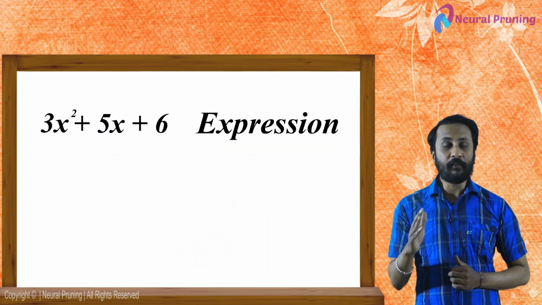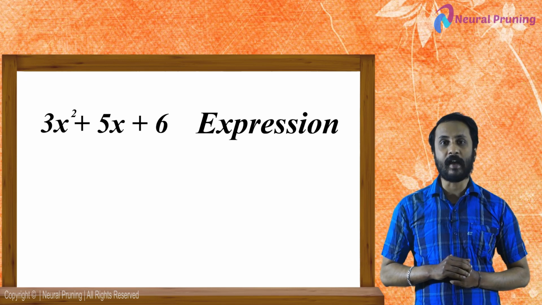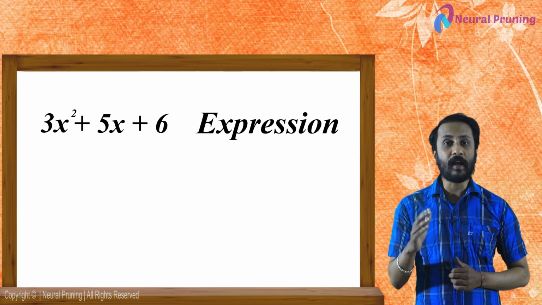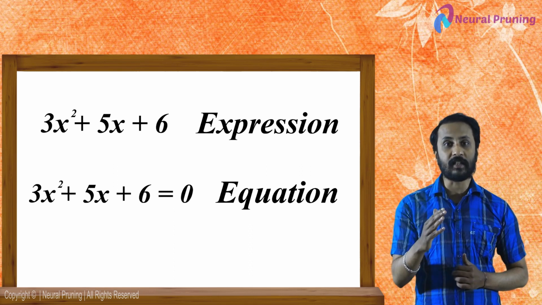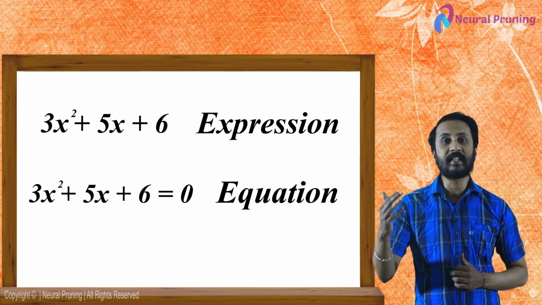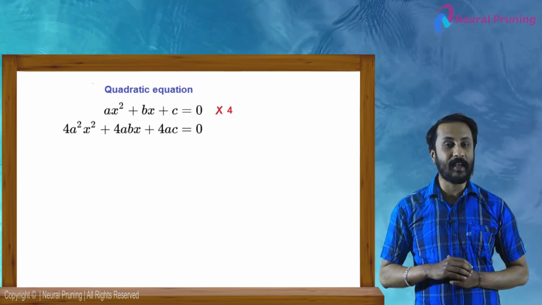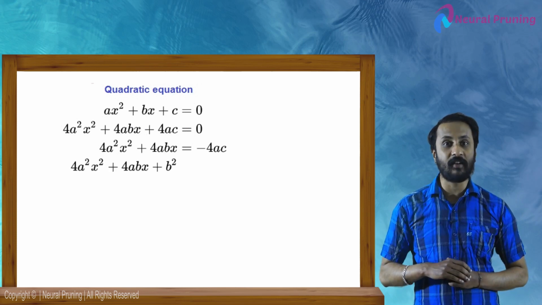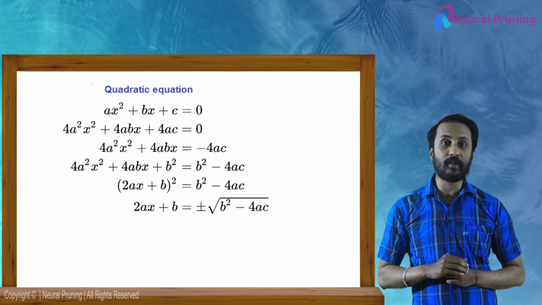Okay. Now, if I use a term like 3x square plus 5x plus 6, this is called just an expression. When I equate it to 0, then it becomes an equation. So 3x square plus 5x plus 6 is equal to 0 is an equation. So what type of polynomial is this example? It's a quadratic. Why quadratic? The highest degree here is 2. So it is quadratic.